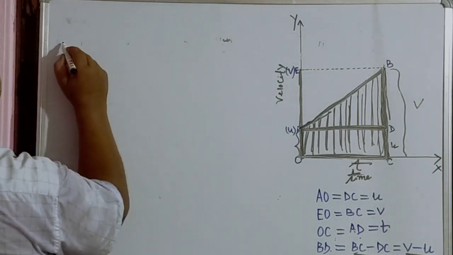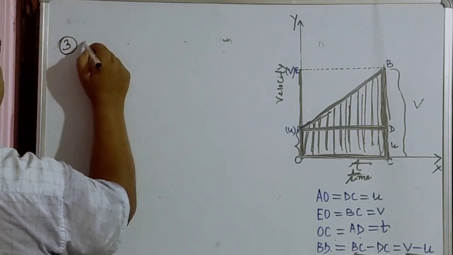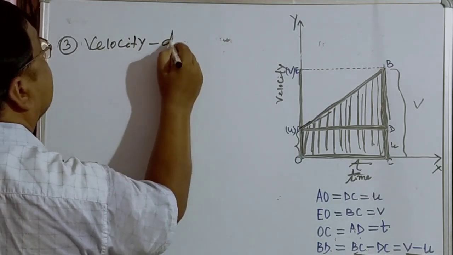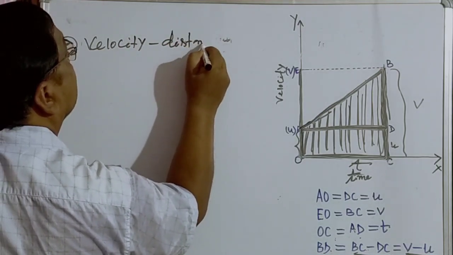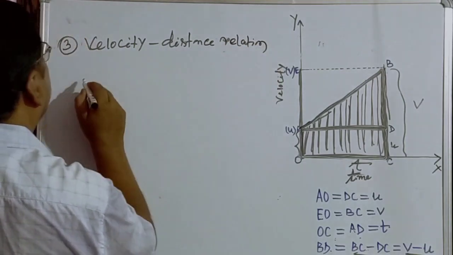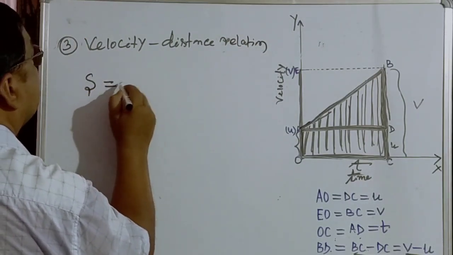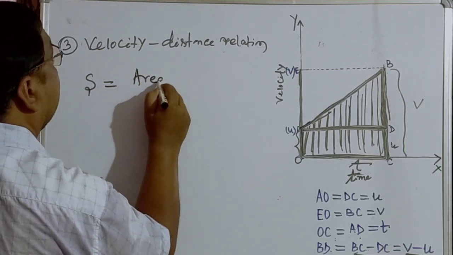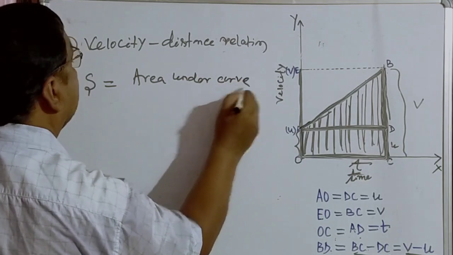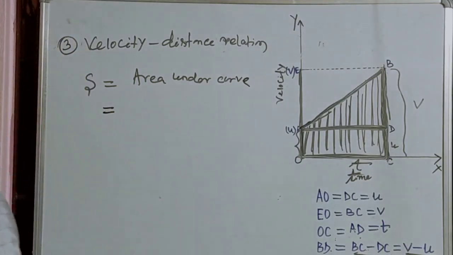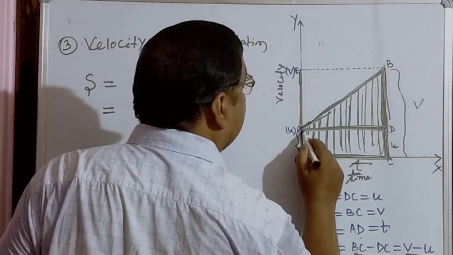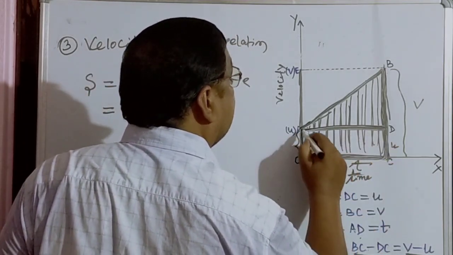Now we derive the third equation of motion, that is velocity distance relation. We know that distance S is equal to area under curve. Area under curve, that is equal to what we have taken in second equation, the area of this rectangle plus area of this triangle.